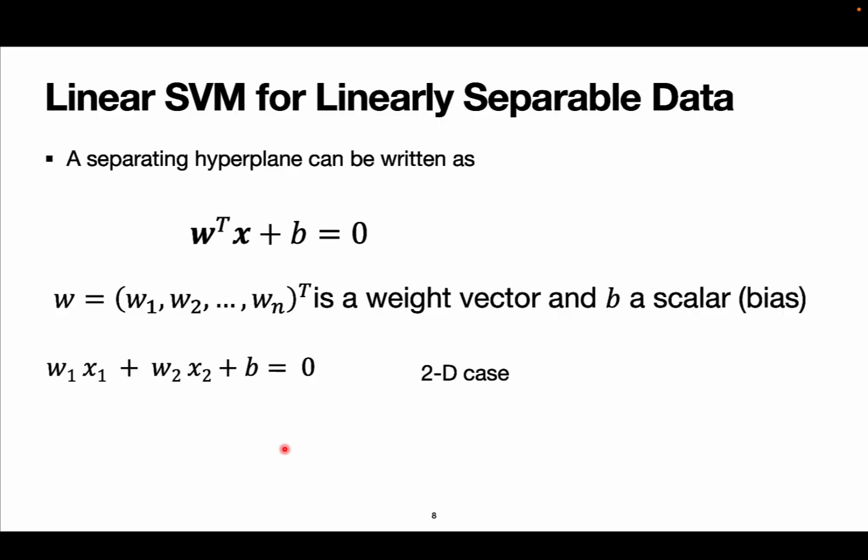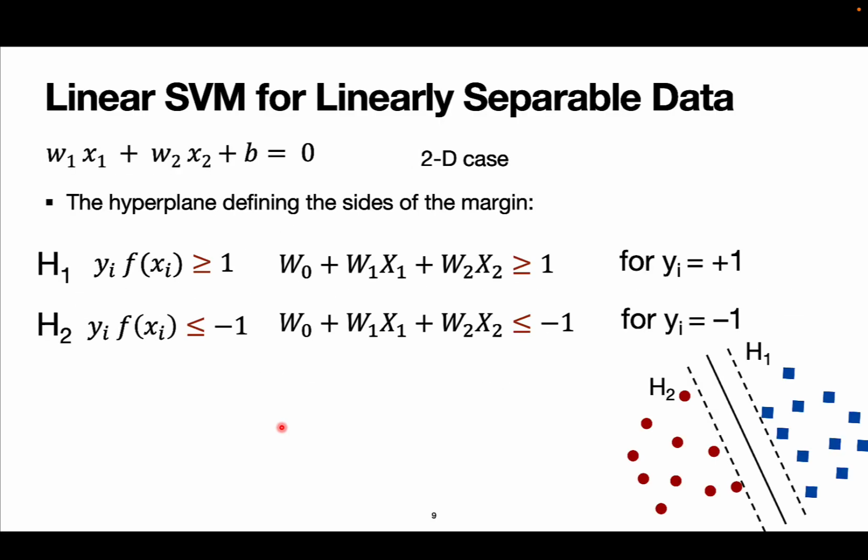Now let's break down the linearly separable case. A separating hyperplane can be written as w transpose x plus b equals 0, where w is the weight vector and b is a scalar. In the two-dimensional case, this can be written explicitly as w1x1 plus w2x2 plus b equals 0, which defines the decision boundary between the two classes.